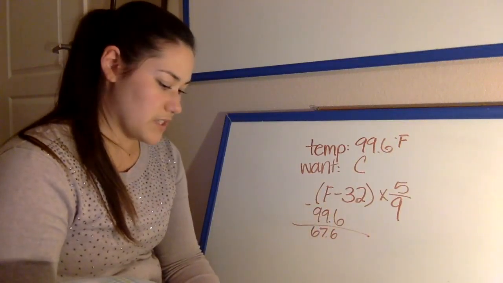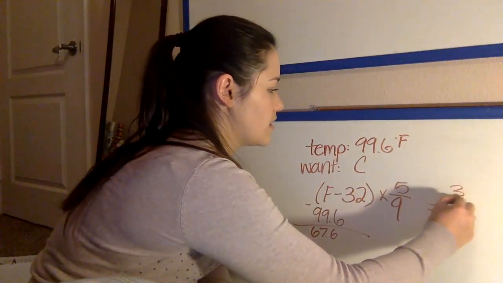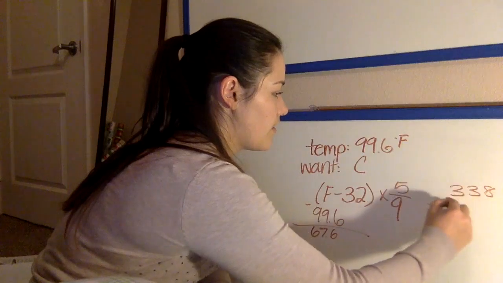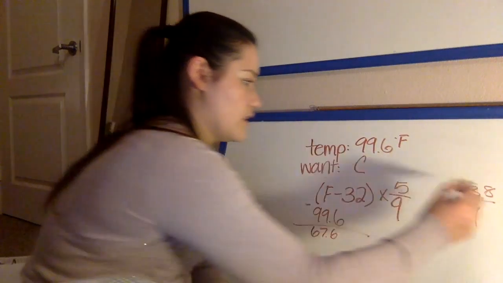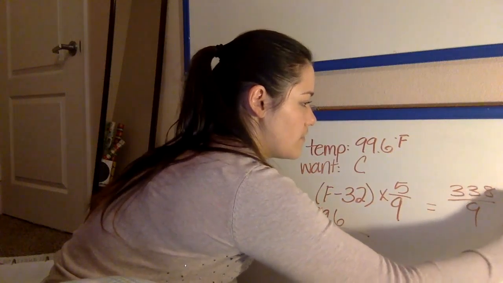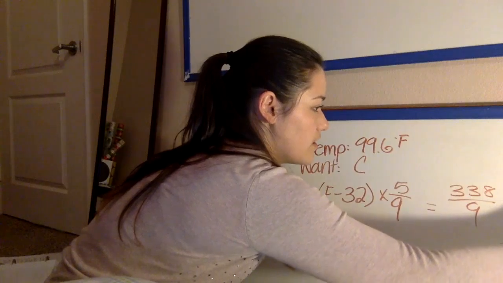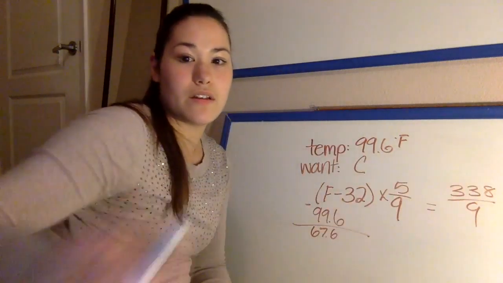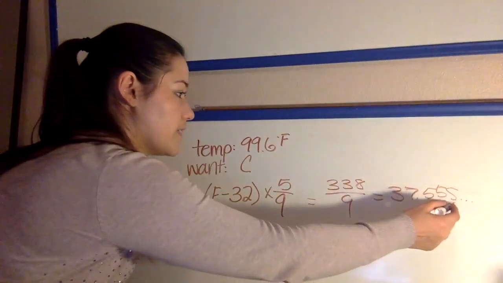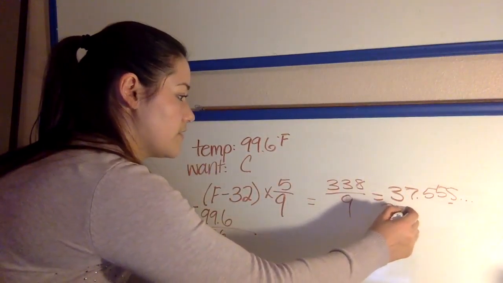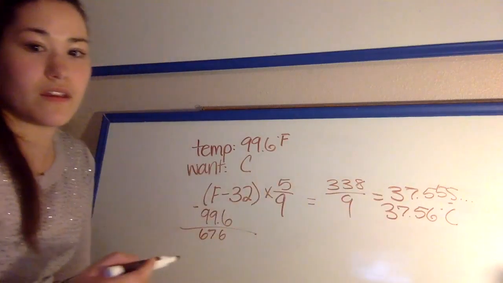So 67.6 times 5 equals 338 over 9. If we divide that by 9, it equals 37.555, and so on. So again, we're going to round, right? So it's going to be 37.56 degrees Celsius.